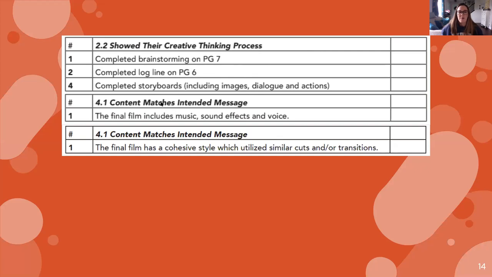And then notice that there are two 4.1s, because this was originally supposed to be two videos. Did you include music, sound effects, and voice in your storyboard? And 4.1 for editing, did you utilize cuts and/or transitions in your storyboards like you would actually do in your film? So this week, just work on your log line.